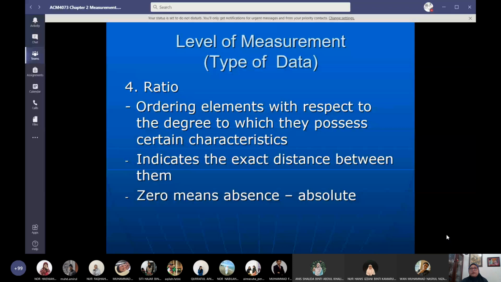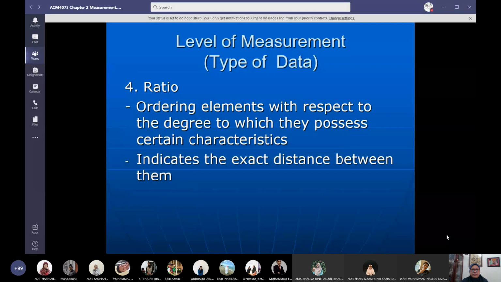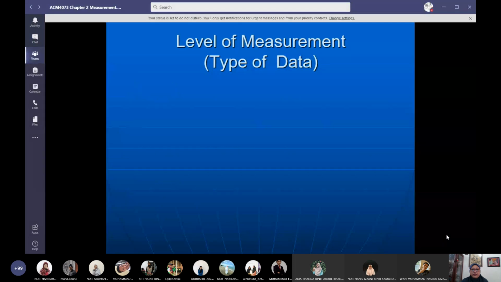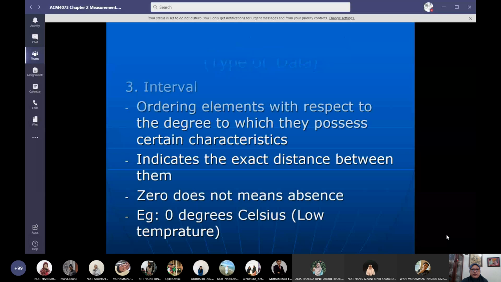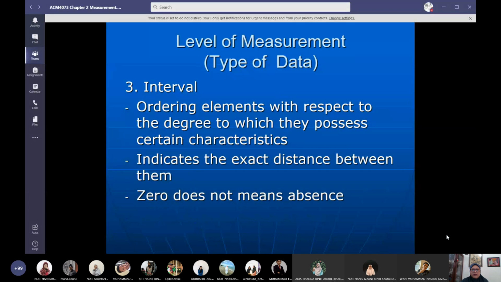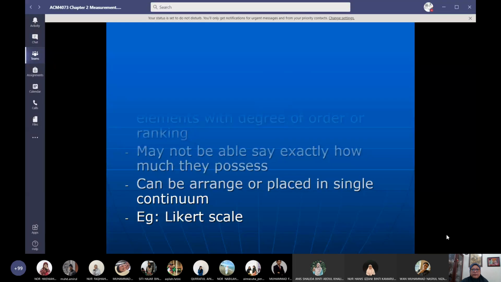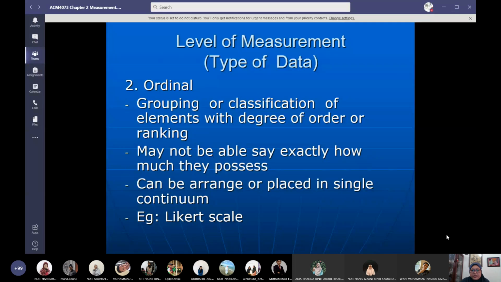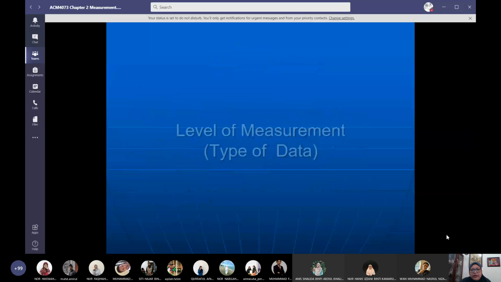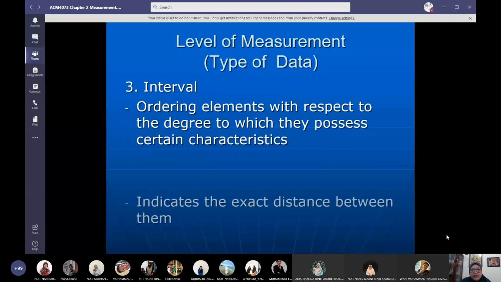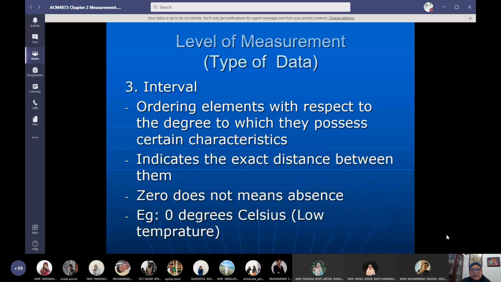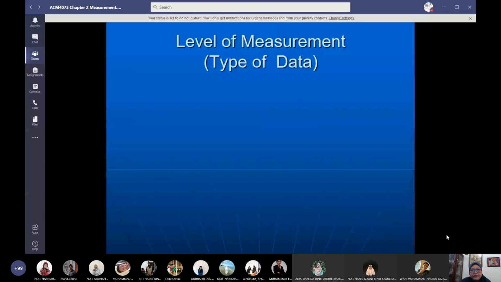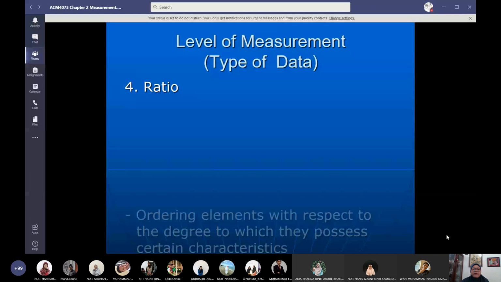In interval, previously when we learned about nominal, interval. Oh my, why do we have it before? Let me check. Yes, nominal, ordinal, and then interval, and lastly is ratio. Okay.